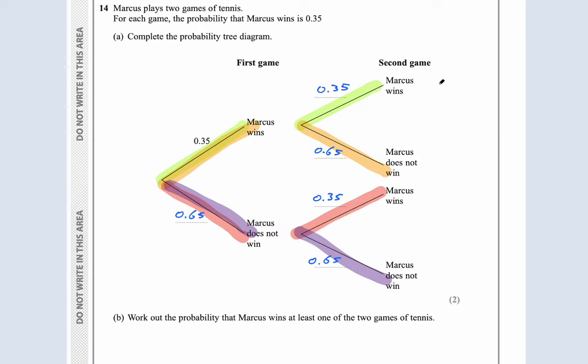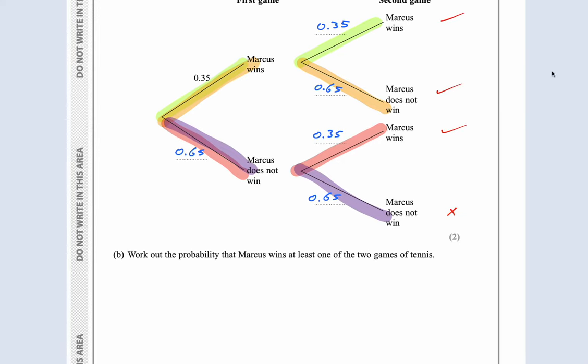Of the 4 things, which ones does he win at least 1 game? Well, in this one, he wins at least 1 game. He wins 2 games. In this one, he wins at least 1 game because he wins the first game. In this one, he wins at least 1 game because he wins the second game. And in this one, he wins no games. So this one, no. So what I need to do is add up these 3 probabilities. Or, if you're really smart, work out this probability and subtract it from 1, because that's the probability that he wins no games.